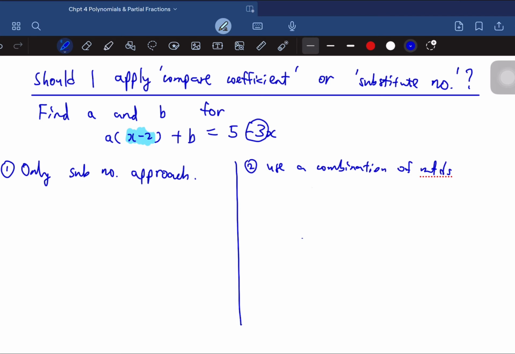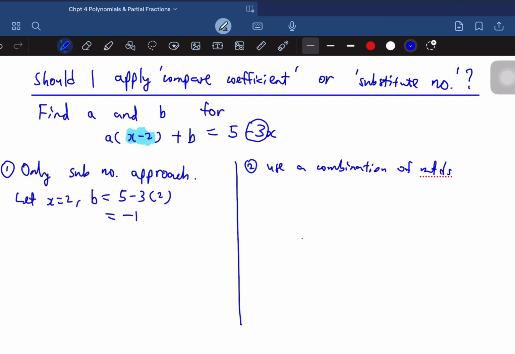We look for any linear expression inside any bracket. So for this example, there's a linear expression x minus 2. So we must think of a number to make x minus 2 become 0, so that my unknown a is gone. So let x equals 2. So I'll have b equals 5 minus 3 times 2, so I'll have negative 1.